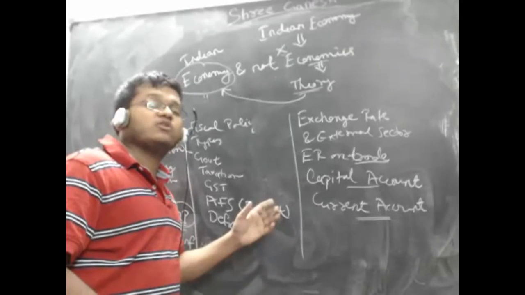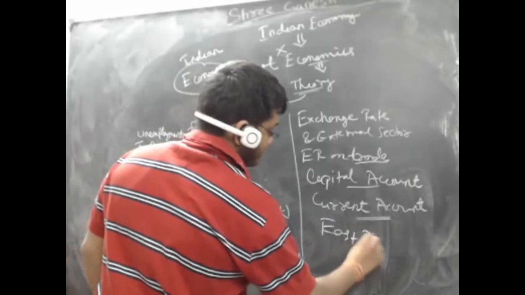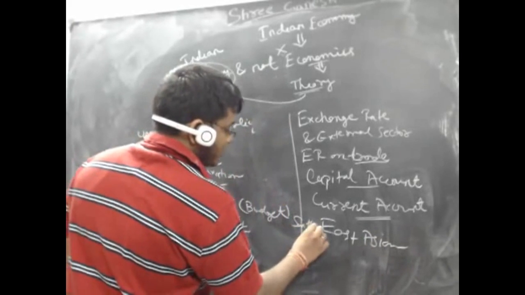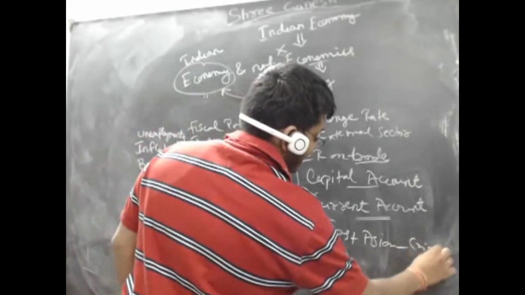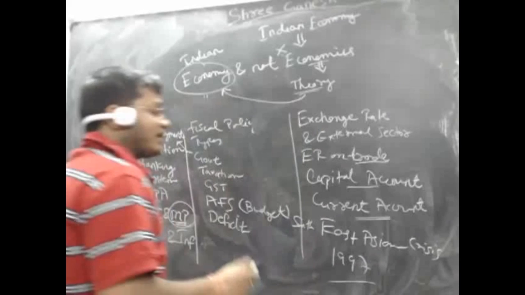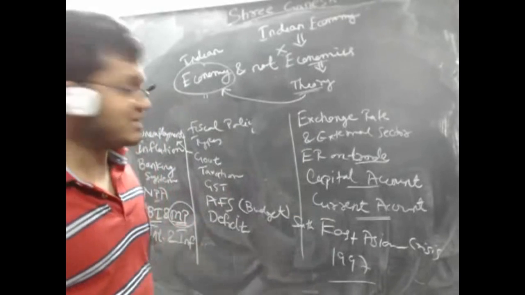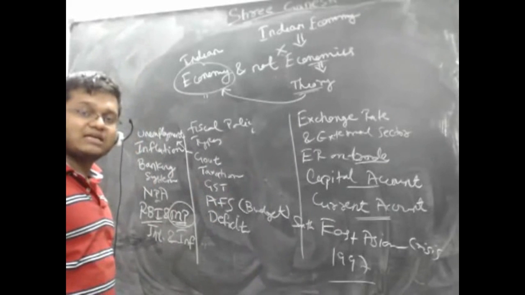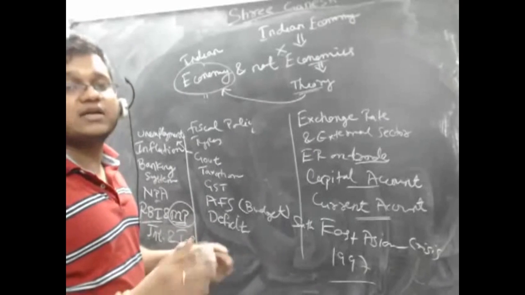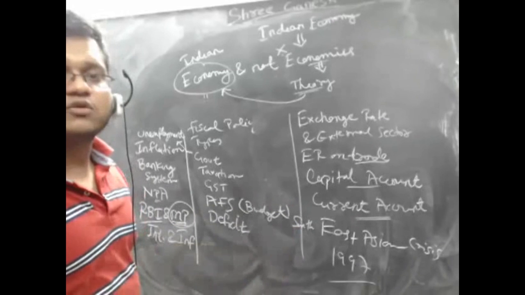Apart from that, the Asian financial crisis, East Asian, basically it's the Southeast Asian crisis. The Southeast Asian crisis happened in 1997. So we will see what was the impact of this crisis, what factors led to this crisis, how it impacted India, why India was immune from this crisis, and why India was immune from the 2008 crisis. What is the role that RBI is playing to make sure that India remains immune from crises? Still, there will be some effects.